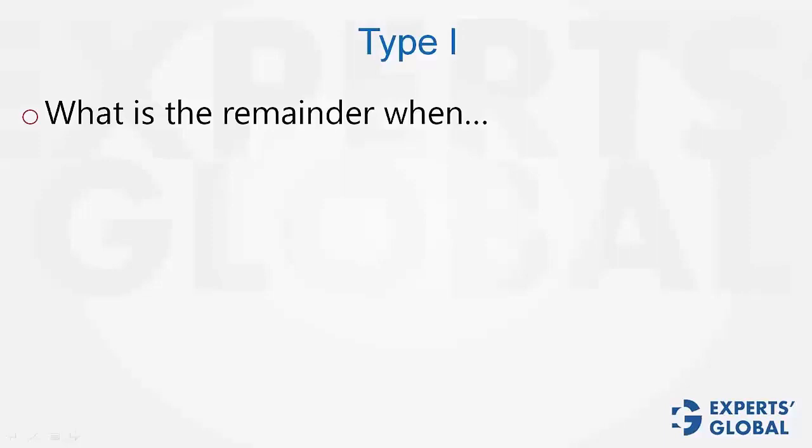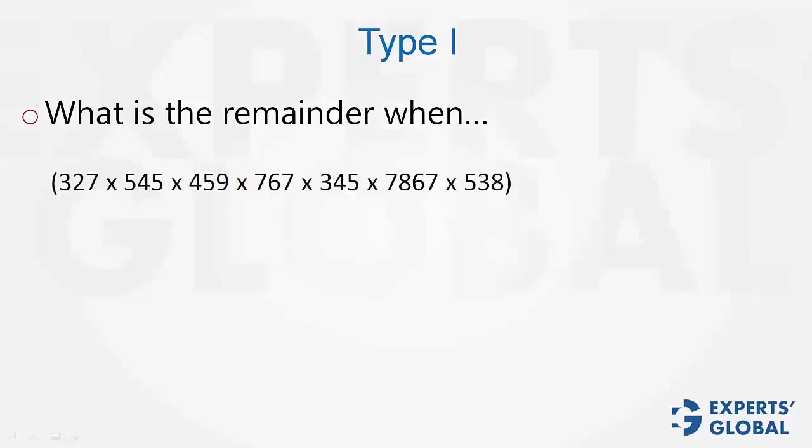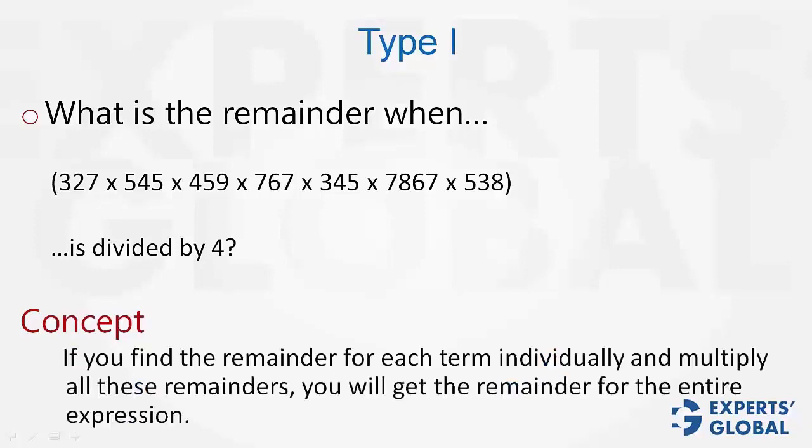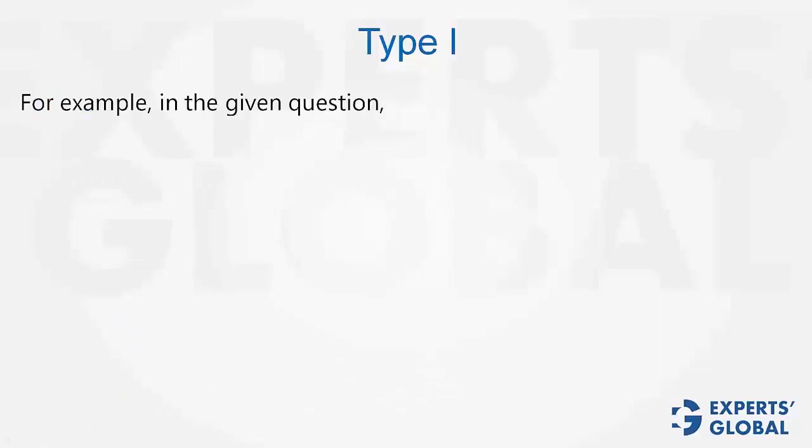What if we have to find the remainder when such a huge term is divided by a number, say 4 in this case? The underlying concept is that you don't have to actually multiply the entire term and then find the remainder. You can rather find the remainder of each respective term here with 4, and thereafter multiply the respective remainders. Let's practically apply this concept.